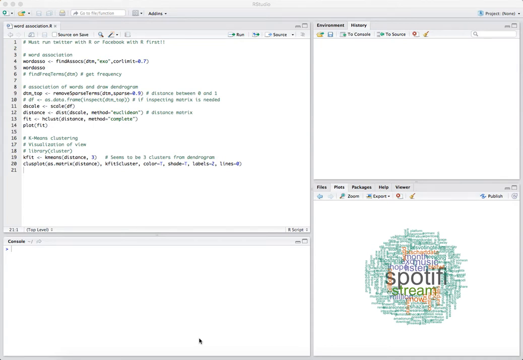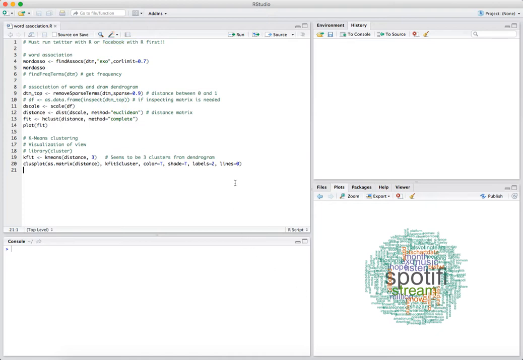Hello, today we're going to learn how to do word association with R. I'm assuming you have probably seen some of my videos before, so I'm starting right after where we left off from the word cloud. That is, you must have run Twitter with R or Facebook with R, and at the end you will probably see a word cloud like the one on the bottom right of the screen. I'm assuming that you have done that.